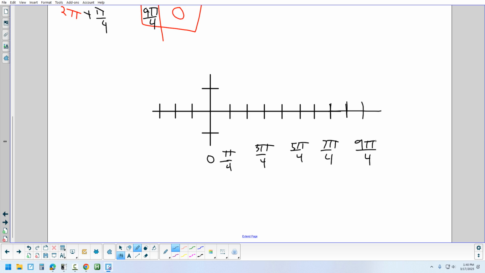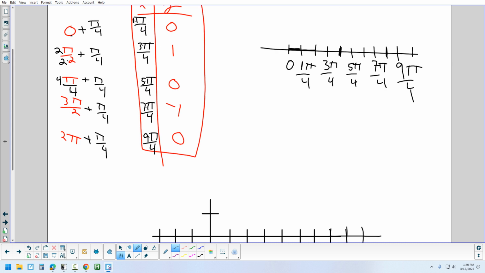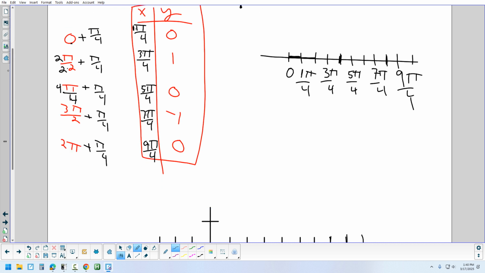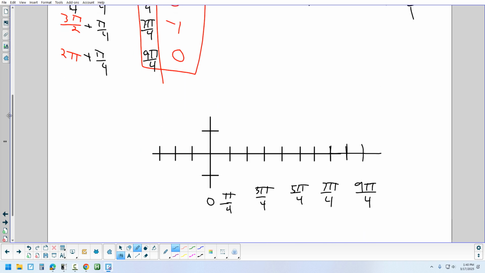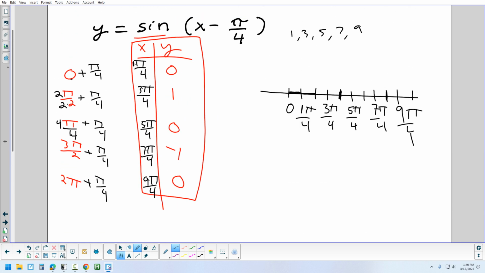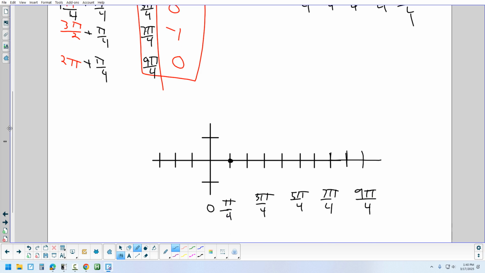What is the highest and lowest for the y values? 1 and -1. Yep, 1 and -1. So I do not need to label my y's. Okay, so pi over 4, we're at 0. 3 pi over 4, you're at 1. That's a 3. 1. 5 pi over 4, you're going to go back to 0. 7 pi over 4, maybe about right there. And 9 pi over 4, back to 0.